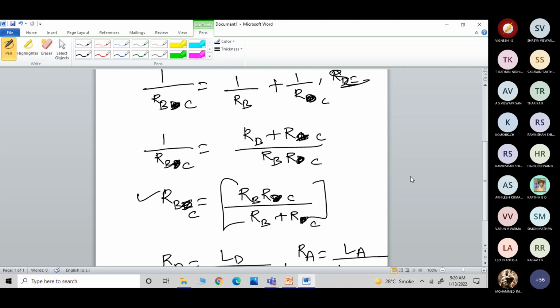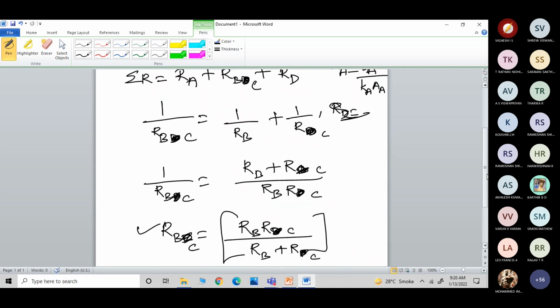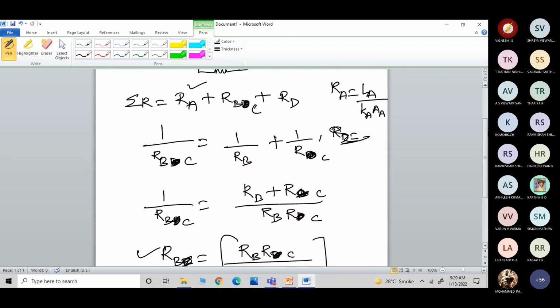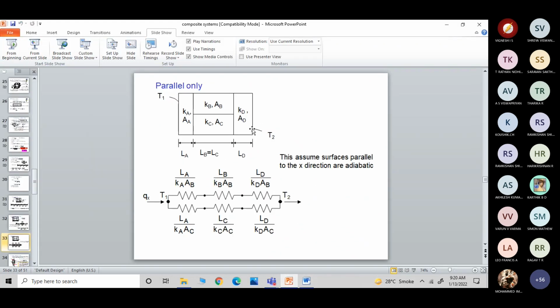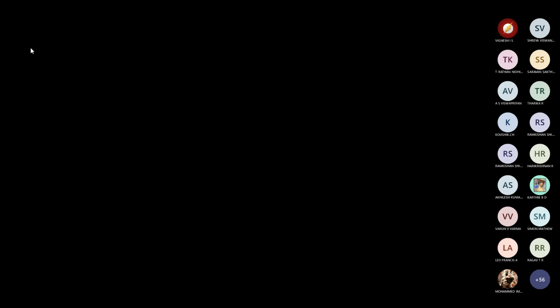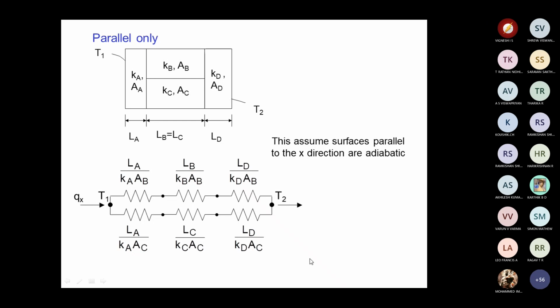Excuse me, sir. Sir, won't RA and RD be of convective heat transfer, sir? No, it won't be convective. See, suppose if it is a complete composite wall like this, if the wall is a composite wall like this, then everything will be conductive resistance only. For this wall only I have written. Is it visible? Yes, sir, it's visible.